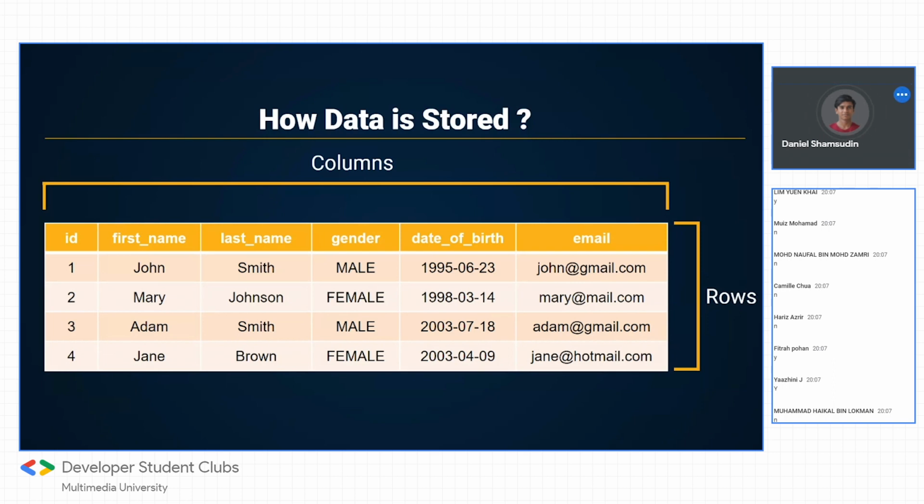For now, just keep in mind that each column represents the characteristics of this entity, this table. You can see here there's first name, last name, gender, date of birth, and also email. This is the column names, and also an ID.